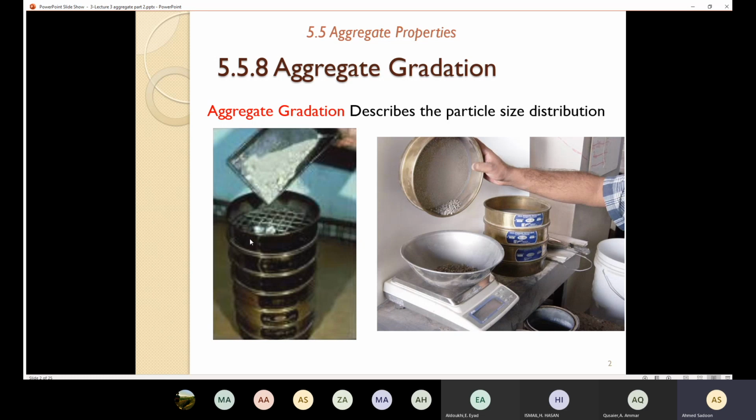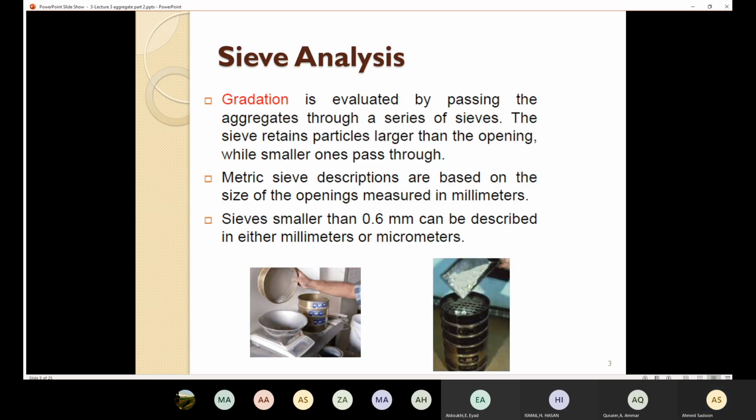Then I'm going to measure all the aggregates there, and I'm going to come up with the relation between the percentage passing and the size of the aggregate. So this process is going to be evaluated by passing the aggregates through a series of sieves. Here we have a series of the sieves.